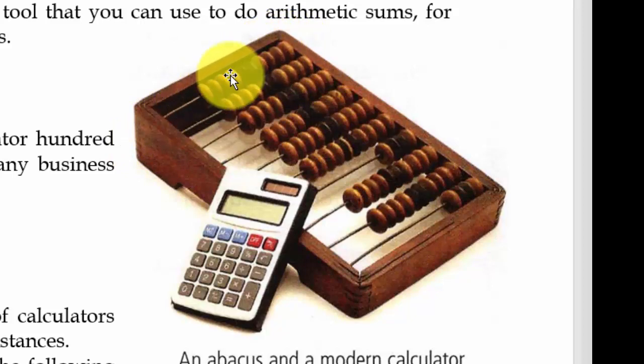Let's count the rows first. 1 2 3 4 5 6 7 8 9 10. So now this is an abacus. This one was used a long time ago when counting. Up to now, people are still using it for counting.